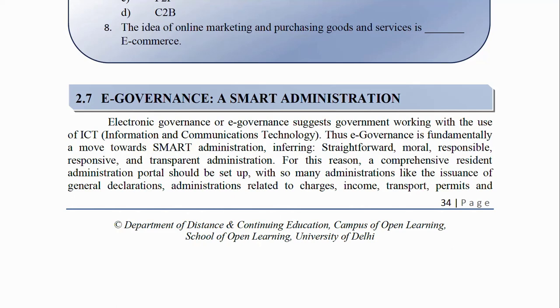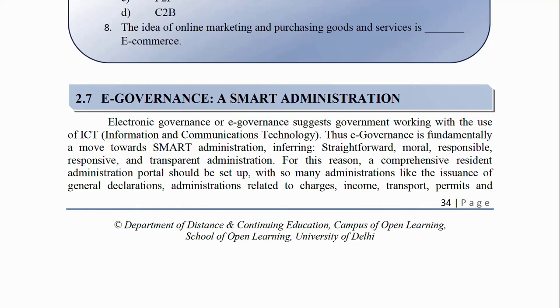2.7. E-governance, a smart administration. Electronic governance or e-governance suggests government working with the use of ICT. Thus, e-governance is fundamentally a move towards smart administration, inferring straightforward, moral, responsible, responsive and transparent administration. For this reason, a comprehensive resident administration portal should be set up.